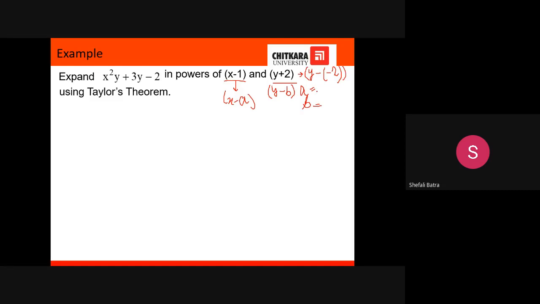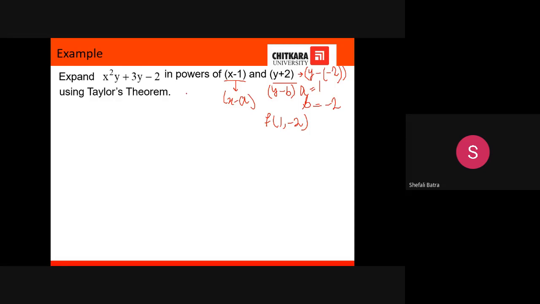So what will be the value of a and what will be the value of b? Compare it. A is what, beta? A is 1 and b is minus 2. Right? So we need to find out value of function at point a comma b, that is 1 comma minus 2, and all its first order, second order derivatives at the same point, right?